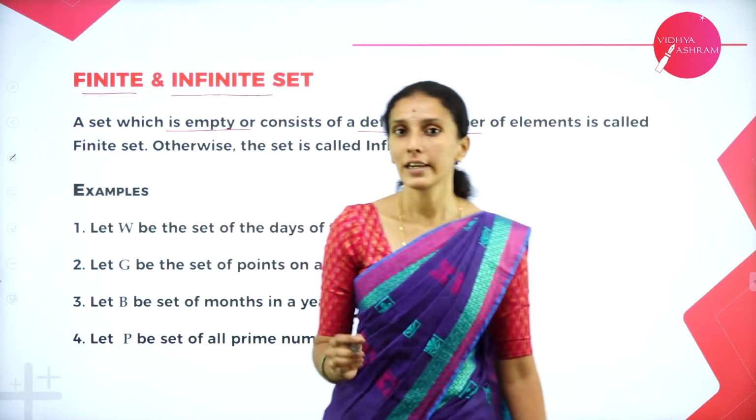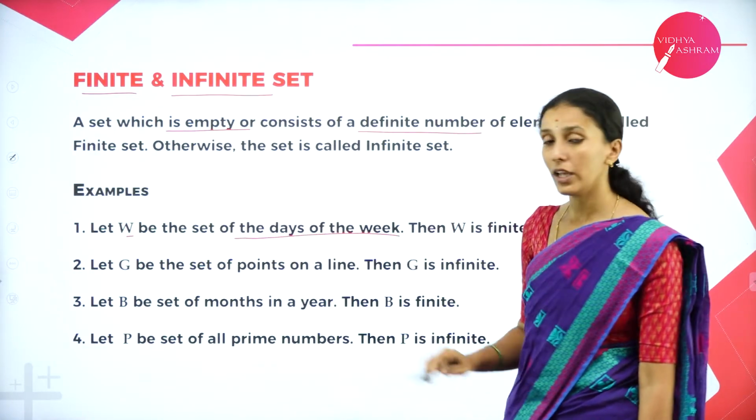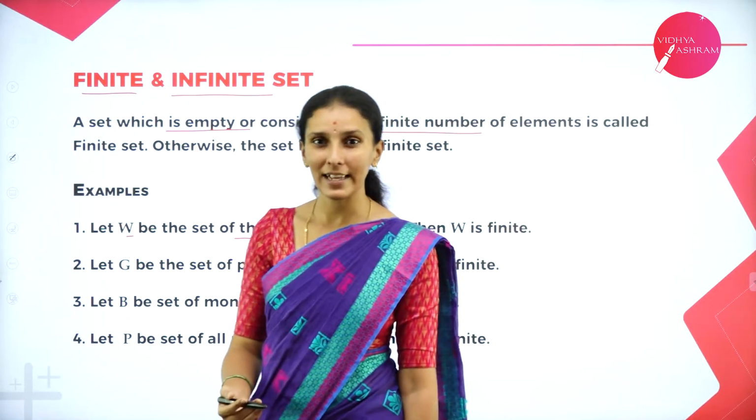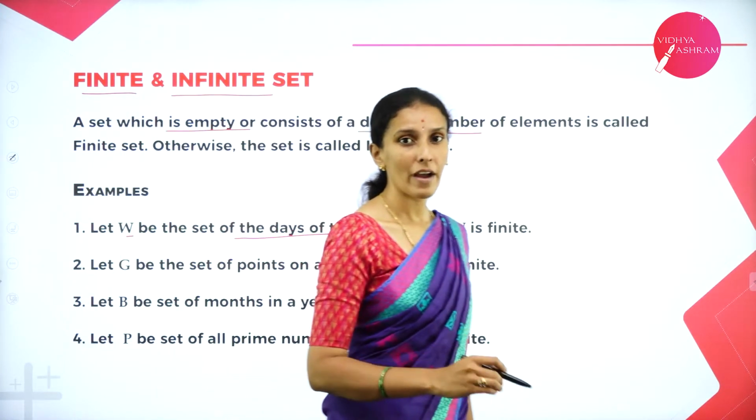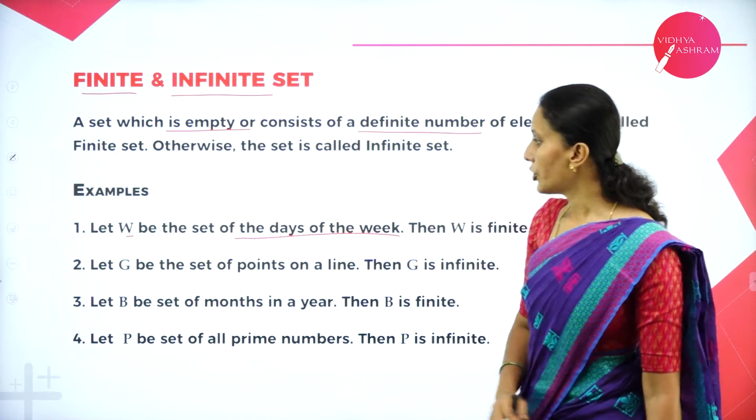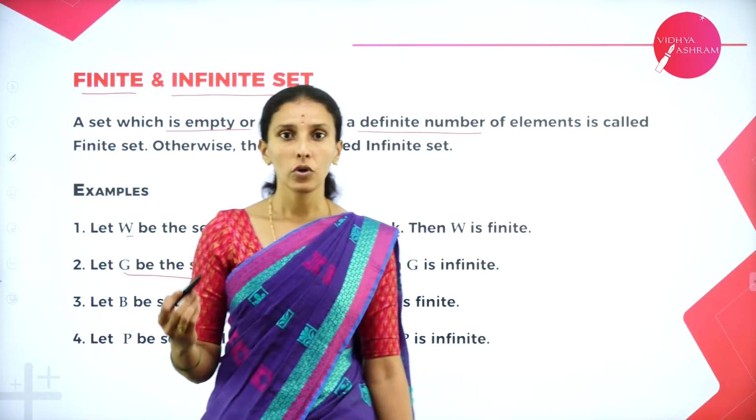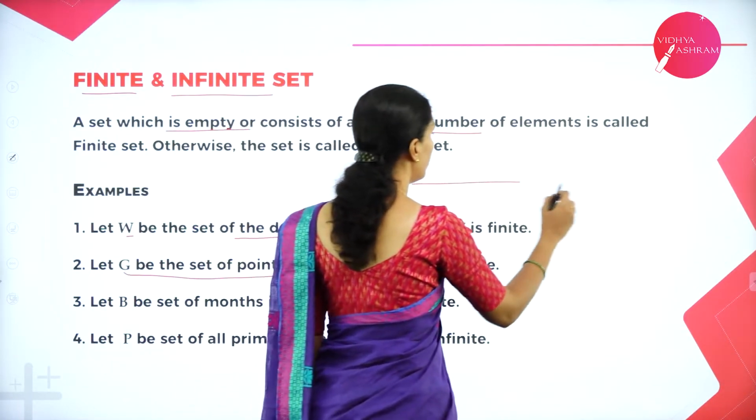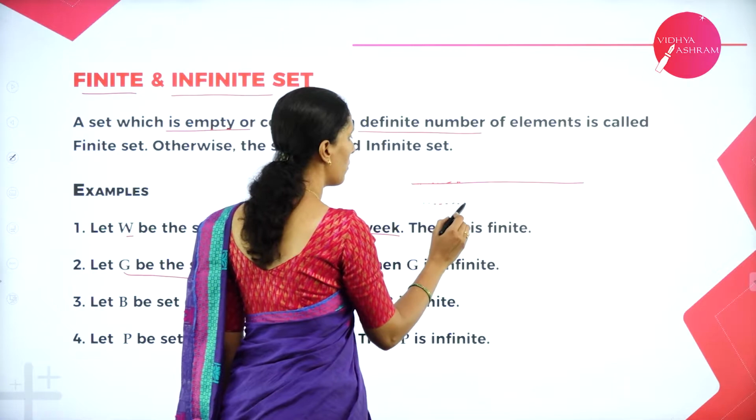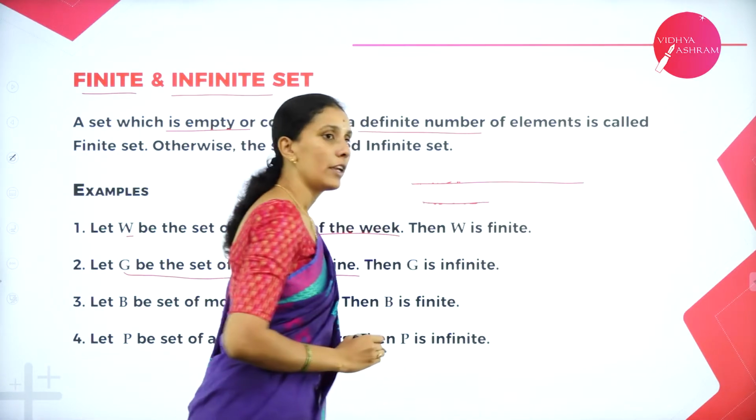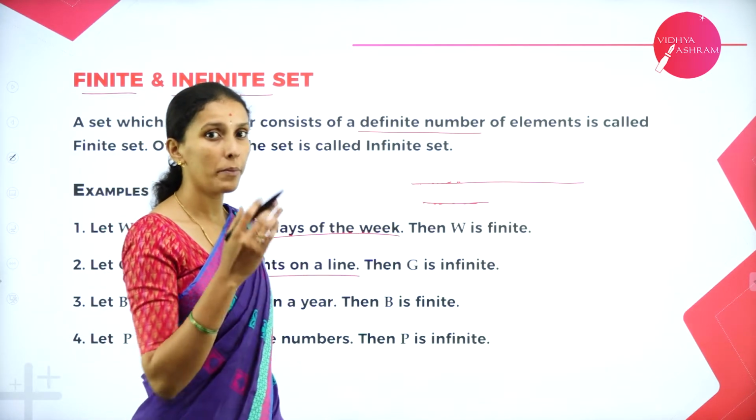For example, here I have taken, let W be the set of days of the week. How many days do we have? We have 7 days in a week. So therefore, it is finite. That is, set W is finite. Second example, let G be the set of points on a line. If you draw a line, we know that a line can be drawn with a continuous number of points. So if you have a line, you cannot count how many points are there, because a line is drawn by joining points.